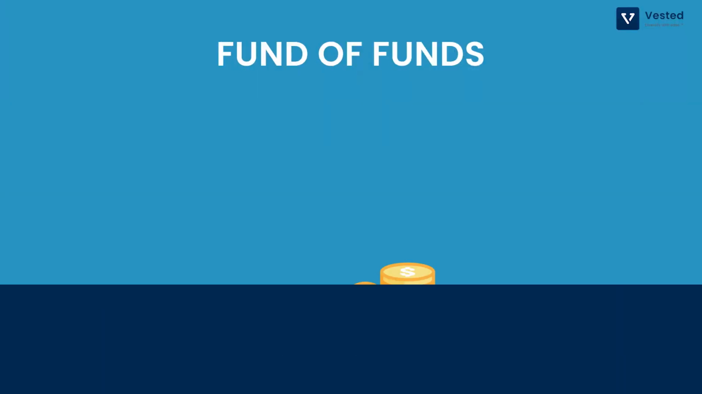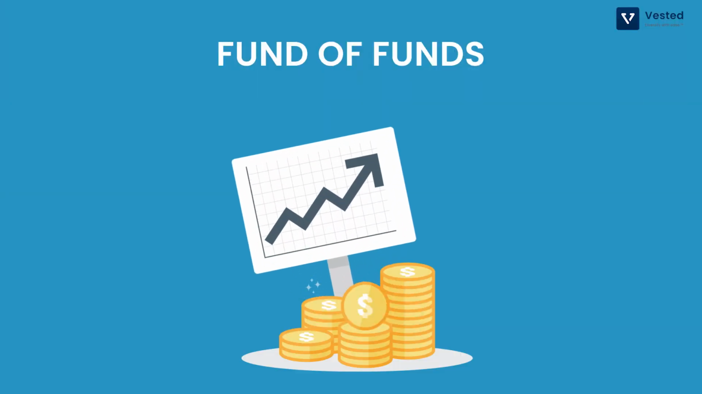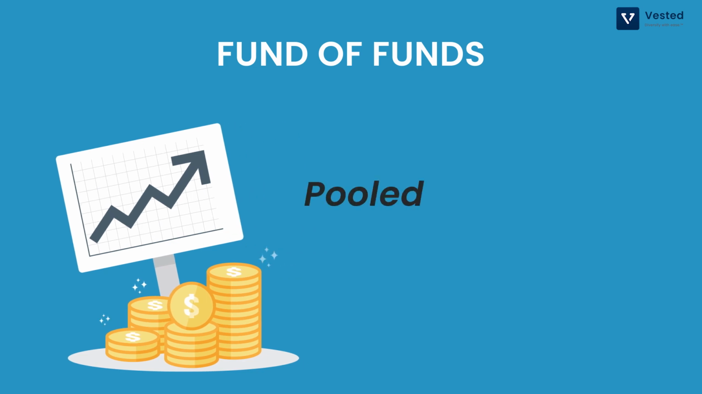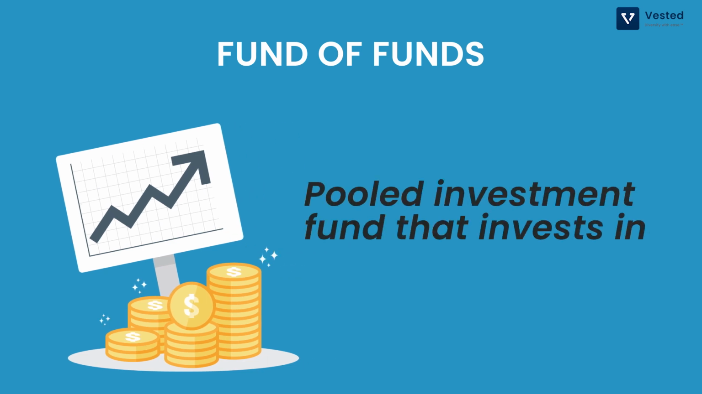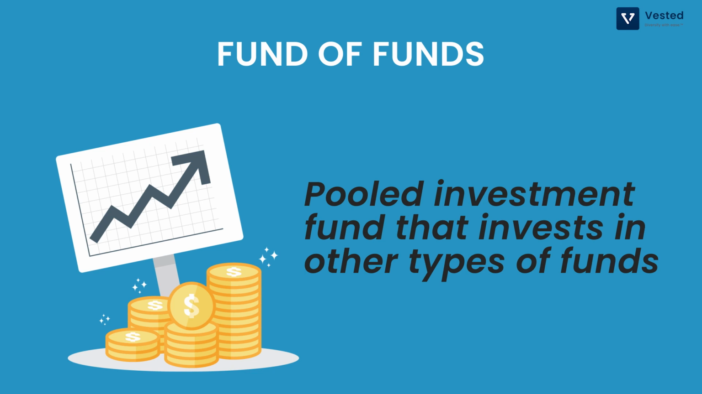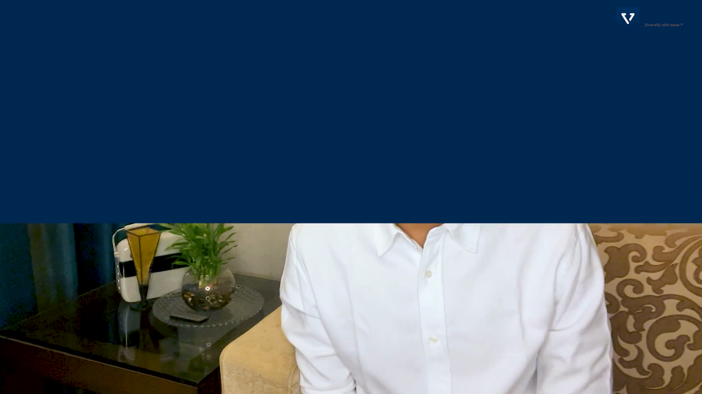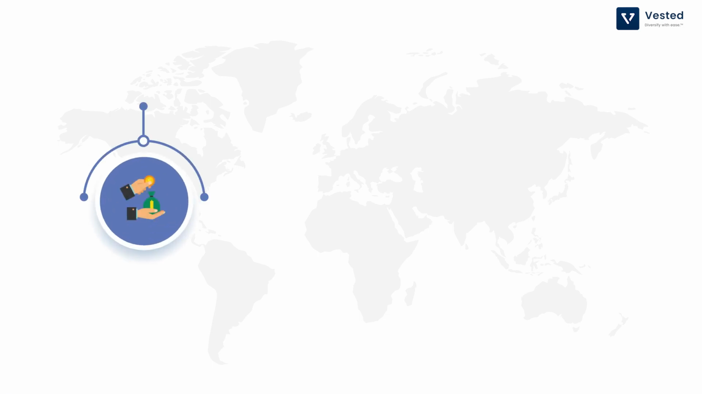There are a bunch of ways through which you could start your international investing journey. First, you can purchase mutual funds that invest in international stocks. These are known as fund of funds. A fund of funds is a pooled investment fund that invests in other types of funds that might be listed internationally. Some advantages of investing in funds of funds are that you can start investing via your existing mutual fund advisor or platform. No need to open a new brokerage account or even transfer funds into dollars to start investing.